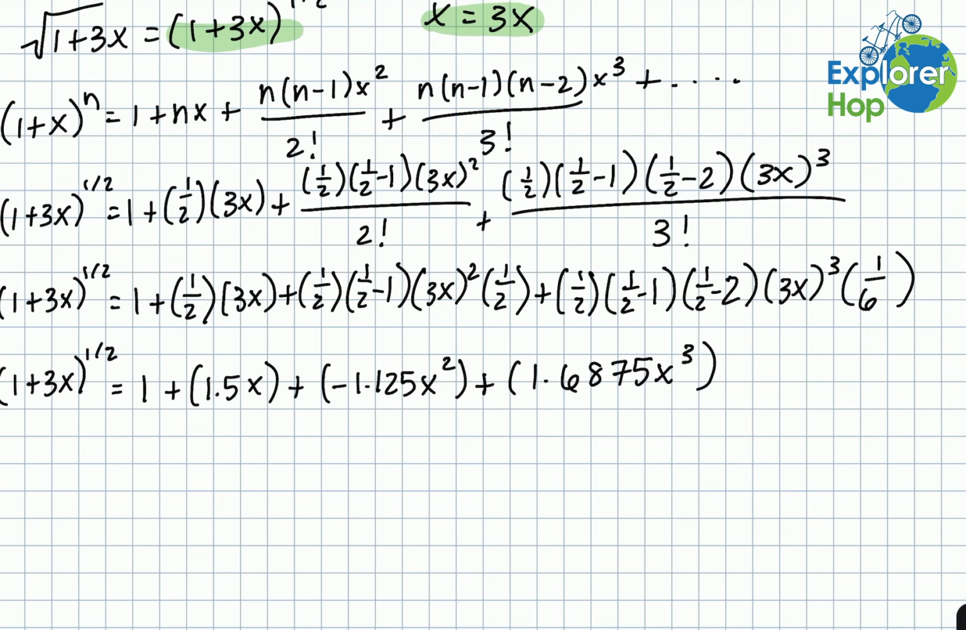And here we have it. These are our first four terms. 1 is the first term, 1.5x is the second, negative 1.125x squared is the third, and 1.6875x cubed is the fourth.